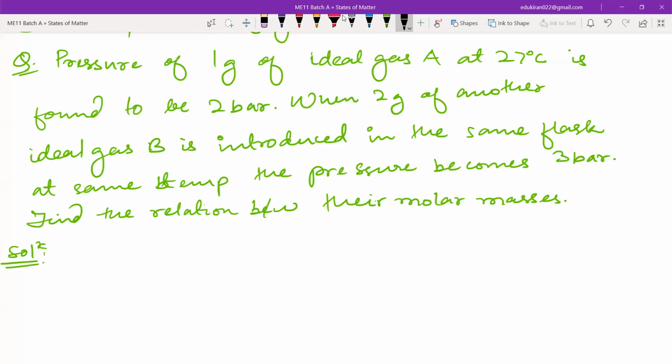Listen. First of all, 1 gram. So the number of moles of A will be equal to what? 1 upon the molar mass of A. Number of moles of B will be equal to 2 grams upon the molar mass of B.